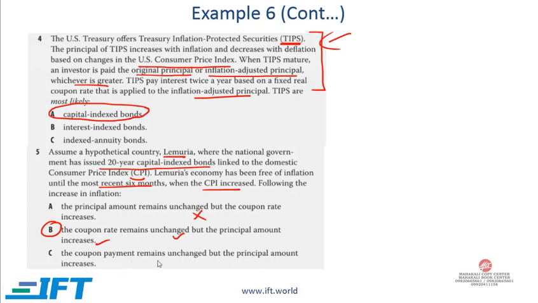Now this looks a little bit confusing. Notice that the option says payment remains unchanged. The payment actually increases because the payment is based on the coupon rate multiplied by the principal amount. The principal amount goes up, the coupon rate remains the same, so the coupon payment actually goes up. So B is the best answer.